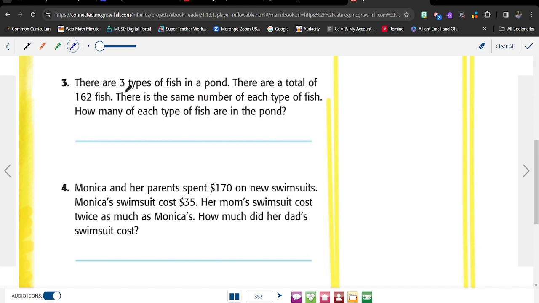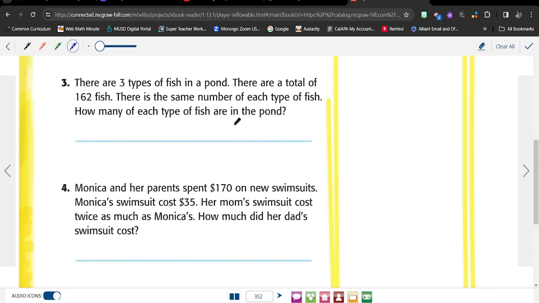Now we also are told that there is the same number of each type of fish. That's super important because that's what division is all about, cutting a large number of things into equally sized, smaller groups of the same things. So the fact that there's the same number of each type of fish in each group tells us this is definitely a division problem. Now, final question here, how many of each type of fish are in the pond?